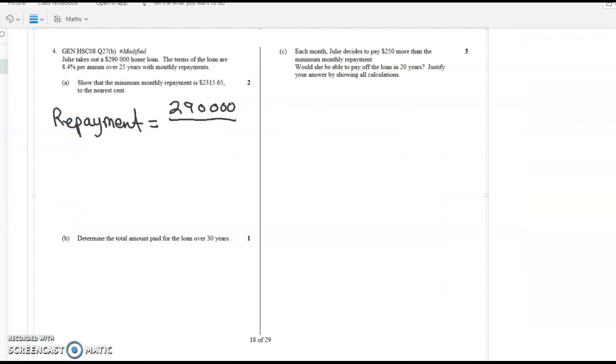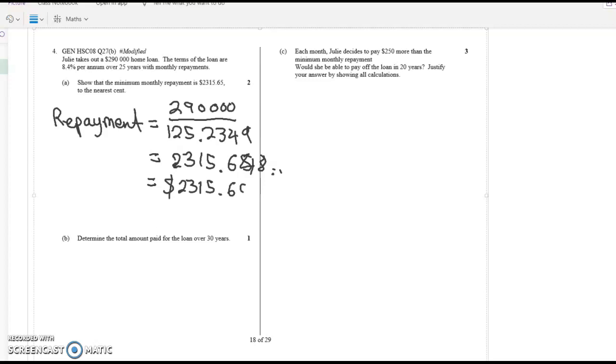Okay, so going back to our question, let's sub that in. 125.2349. Okay, so that's equal to 2315.65. Well, it comes out as 648, blah, blah, blah, which is what we require. 2315.65. Okay, as required, so that's part 1 done.